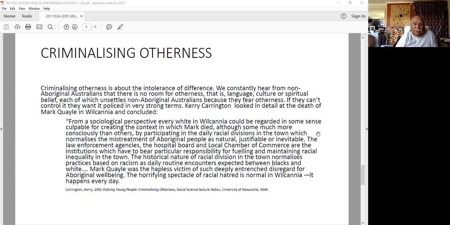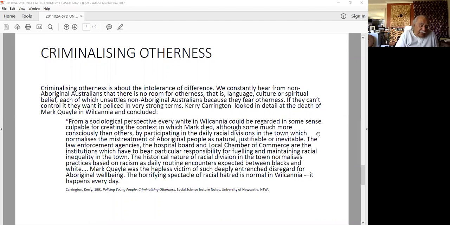So there's this thing called criminalising otherness. Now, criminalising otherness is about the intolerance of difference. We constantly hear from non-Aboriginal Australians that there is no room for otherness, that is, language, culture, or spiritual belief, each of which unsettles non-Aboriginal Australians because they fear otherness. If they can't control it, they want it policed in very strong terms.